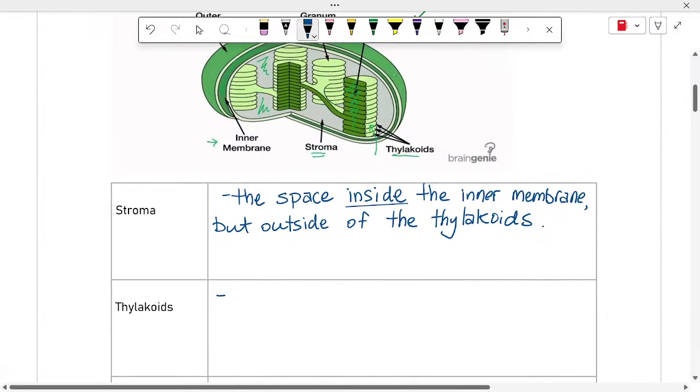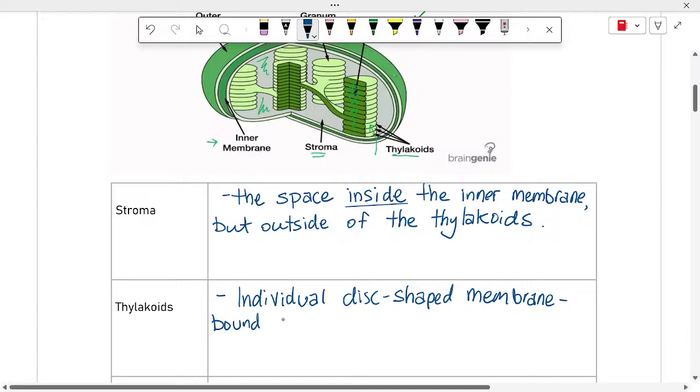All right, and we'll call the thylakoids individual disc-shaped structures inside the stroma. So individual disc-shaped membrane-bound structures found in the stroma.